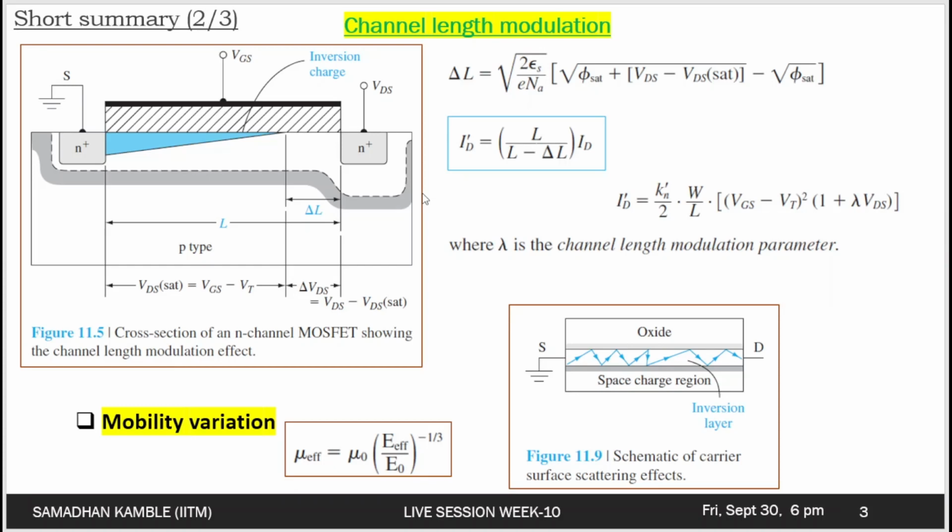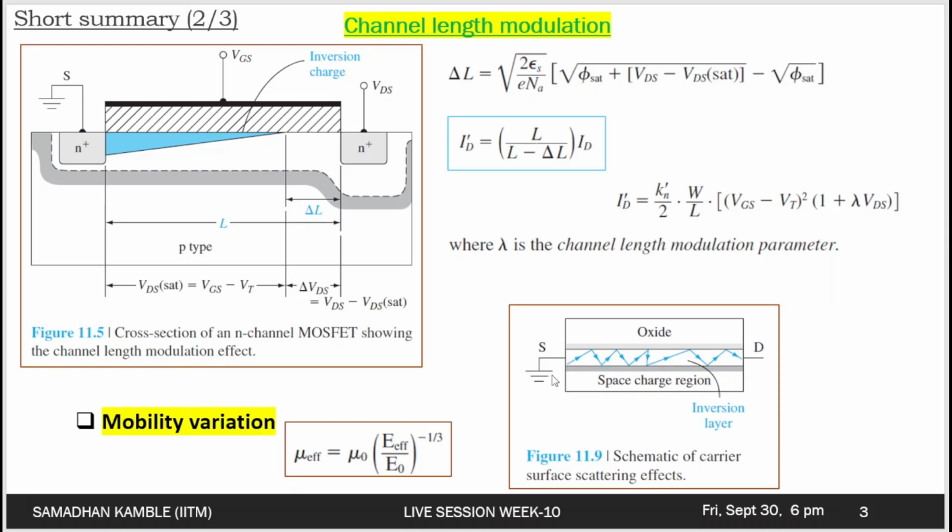And this channel length modulation effect is shown in this particular figure here. This is for the N channel MOSFET. The space charge region defined by delta L, as shown in this figure, does not begin to form until VDS is more than VDS saturation. And as a first approximation, we can write that delta L is the total space charge width minus the space charge width that exists when VDS is about VDS saturation.